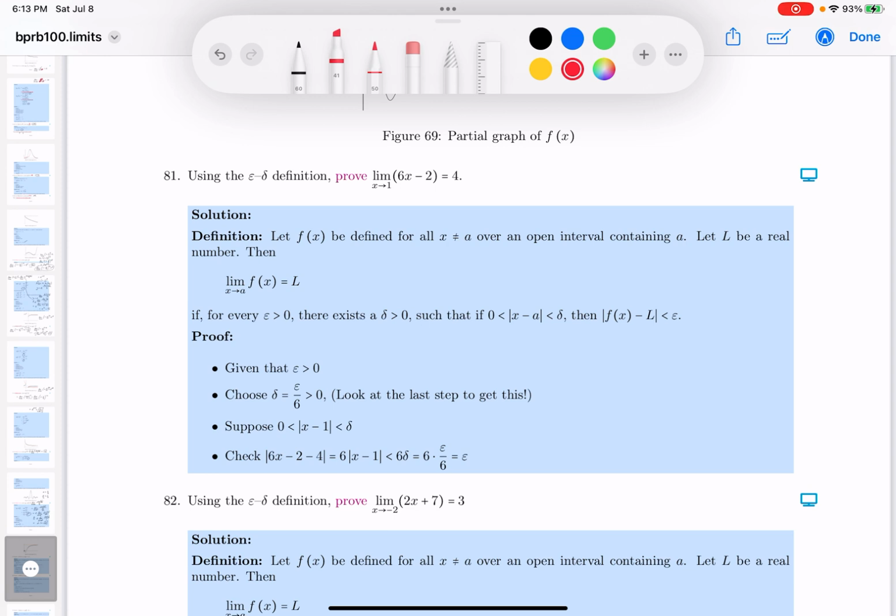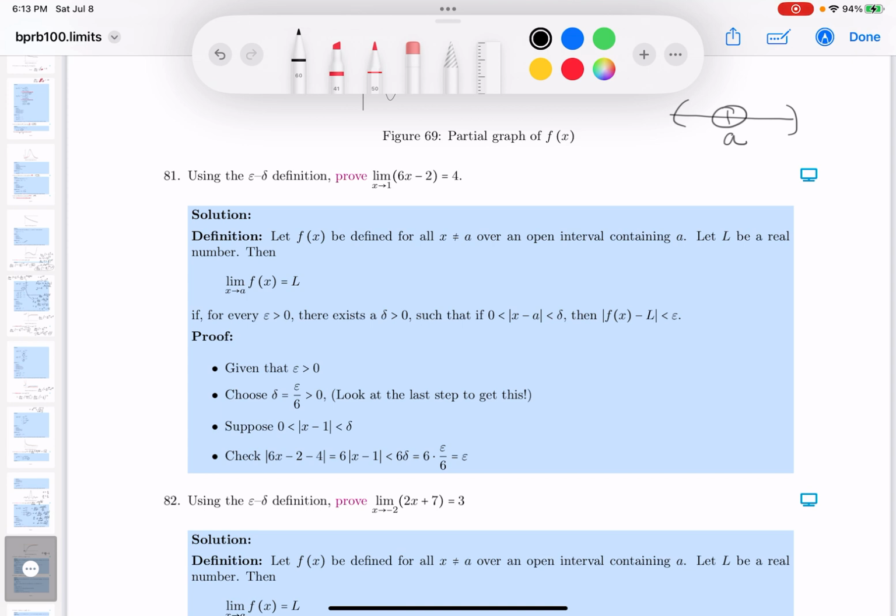It says let f of x be defined for all x not equal to a over an open interval containing a. Now just thinking about that, we're saying that there's some function f, there's some open interval, and this function f is defined in that interval, but not necessarily at a. And they said let L be a real number, so that's the limit value. Then it goes on to say, if for every epsilon there exists a delta greater than 0 such that the absolute value of x minus a is less than delta but greater than 0, meaning x does not equal a, then the distance between f of x and L will be less than epsilon.